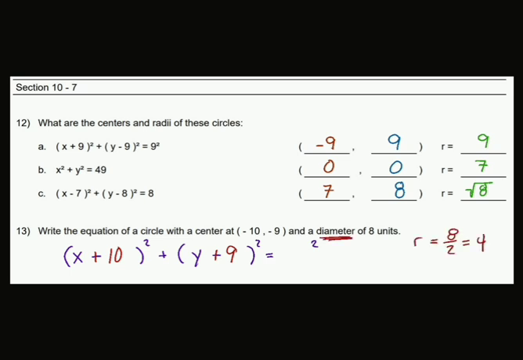The trick here, it says diameter. Diameter is not the radius, so find the radius, it is 8 divided by 2, which is 4. And now that we know the radius, we can put it in for the equals 4 squared.